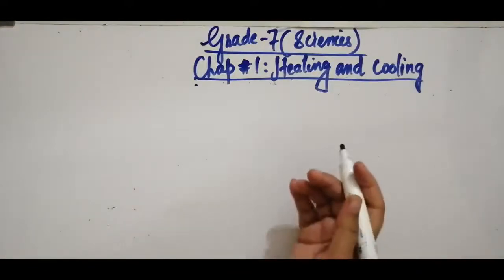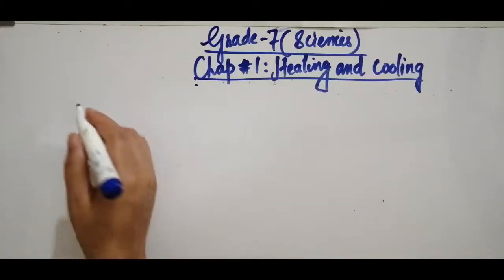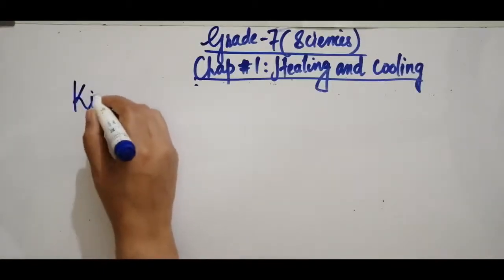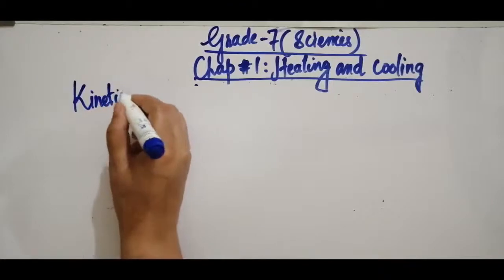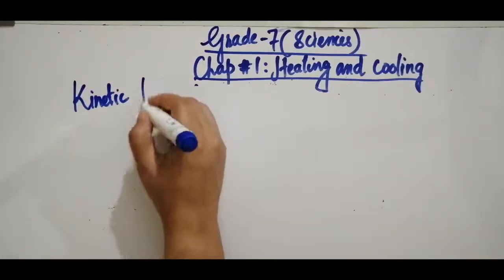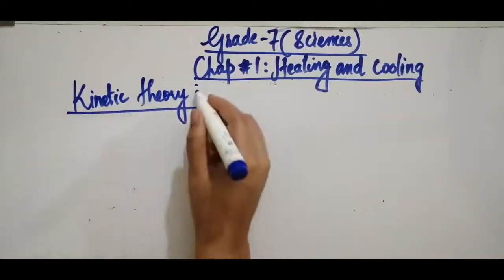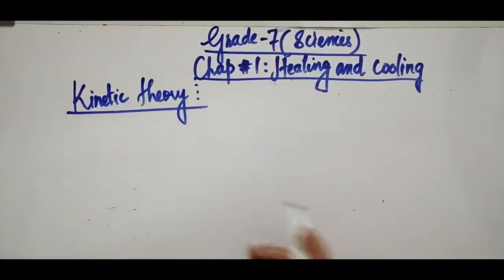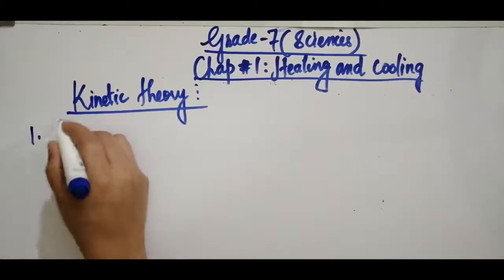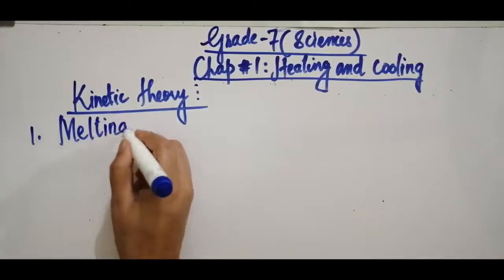Kinetic theory must be clear to you, and now we are going to take help from this kinetic theory to understand the concept of the different behavior of different substances. So kinetic theory also explains the behavior of the substances. How? Starting from this first point or phenomenon, which is called melting.